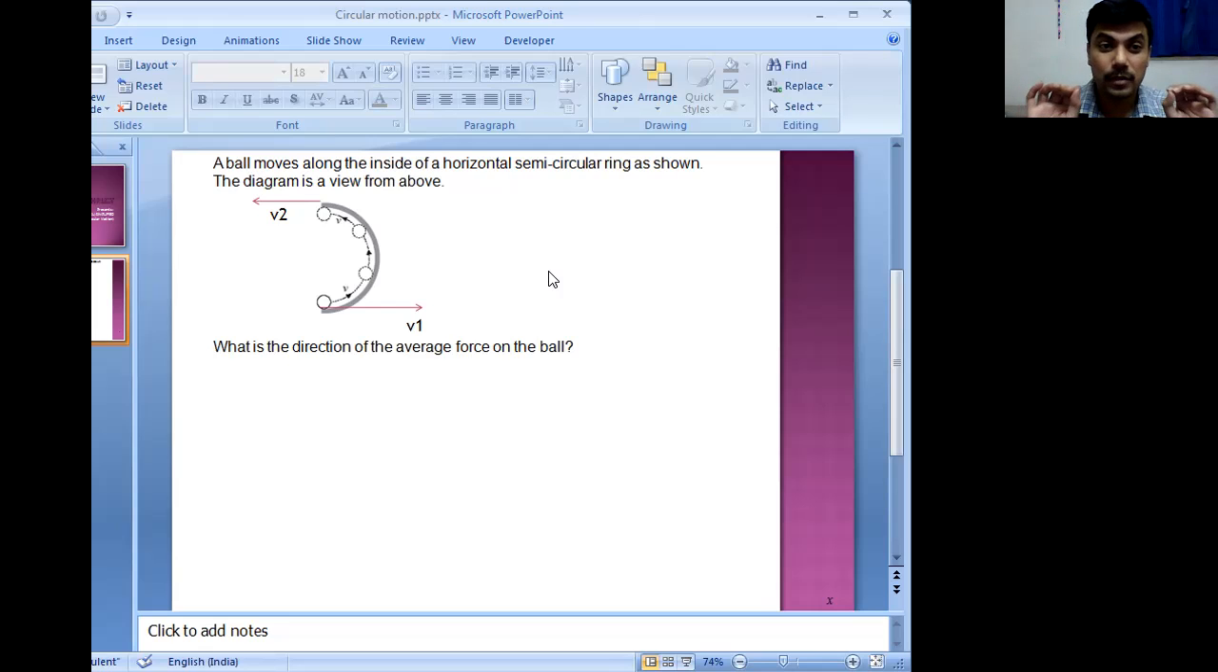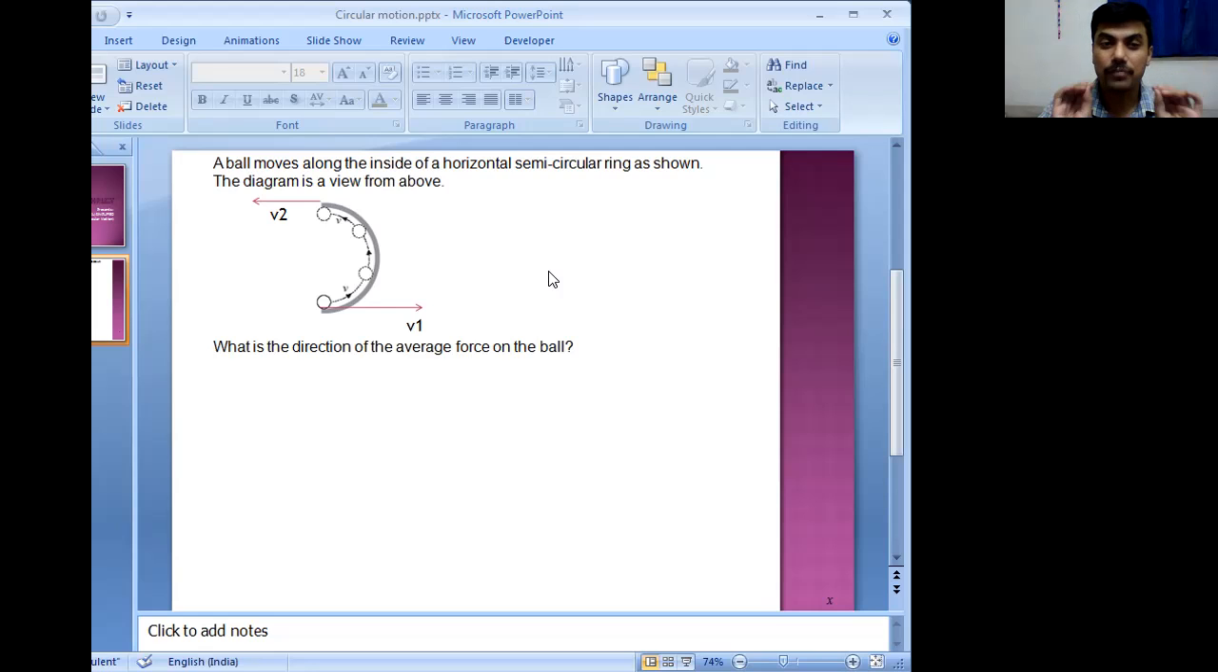This is an object which is executing uniform circular motion. The uniformity lies in the fact that the speed, or the magnitude of velocity, is the same. But since velocity is a vector, the direction cannot be the same. In this case, the direction is changing at each point of time, and since it's moving along a circle, you can understand that the direction of velocity is changing. So it's changing from v1 to v2 within this time interval that has been mentioned. Make no mistake of it.